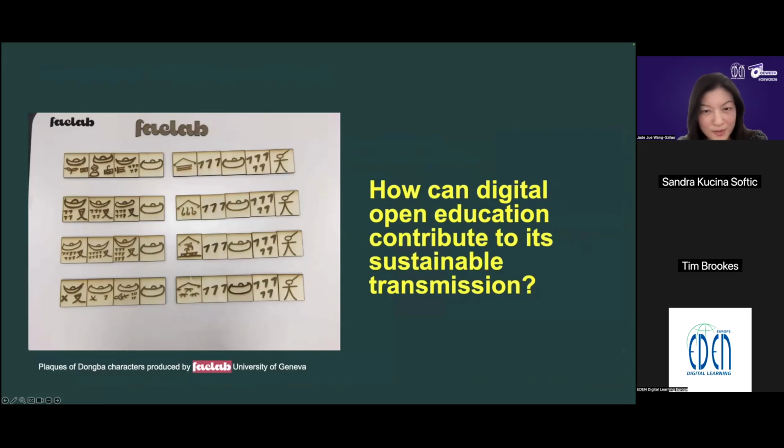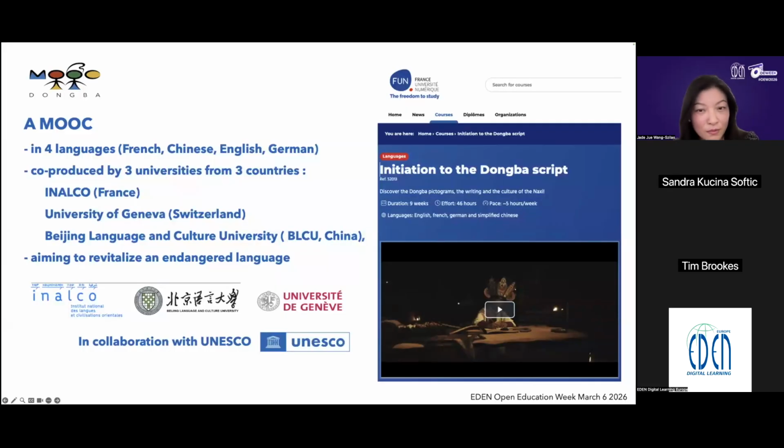So local preservation and transmission have limits, as we can see. And this issue leads to an important question here. How can digital open education contribute to its sustainable transmission? What can we do? That's what we aim to realize in this MOOC, Initiation to the Dongba Script. We want to preserve and revitalize this endangered writing system, as well as the culture it bears, in a living way through a MOOC in 4 languages.